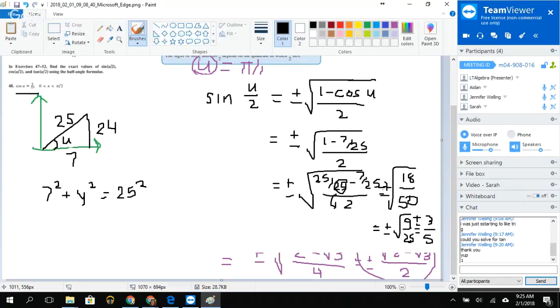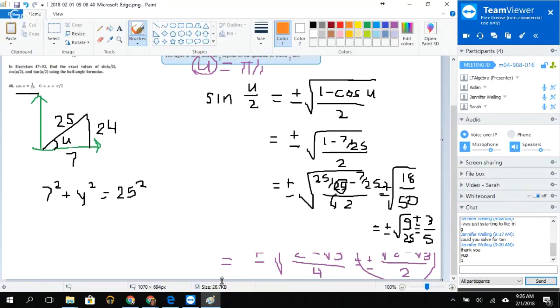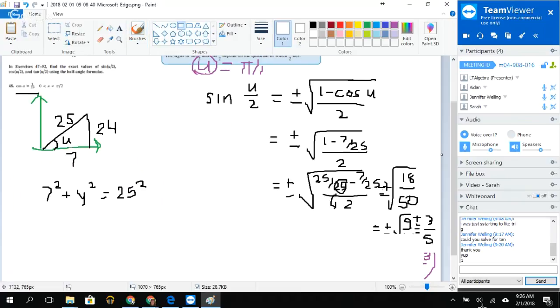Cosine, again, we're going to do the same way, except we're going to have a plus there. And then tangent, just to kind of make sure we're full circle here, we'll do tangent in orange and kind of sneak it in here somewhere, add to our page. Oops, sorry, 3 over 5. Okay.